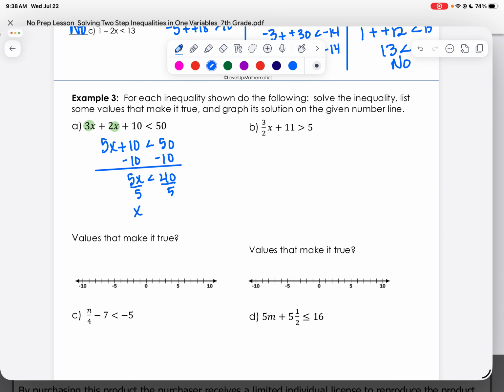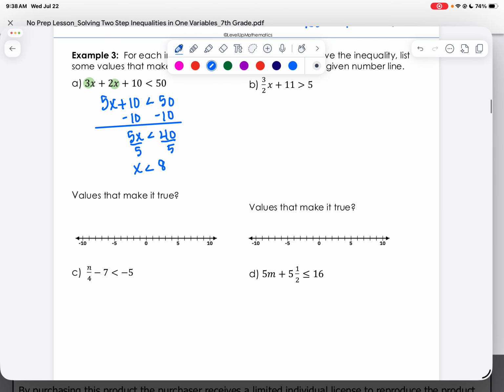So x would be less than 8. So this is our solution. Now, what we want to do is list some values that would make this inequality true. So remember, 8 is not included in the solution, but numbers that are smaller than 8 would be like 7, 6, 5, 4, and so on and so forth.